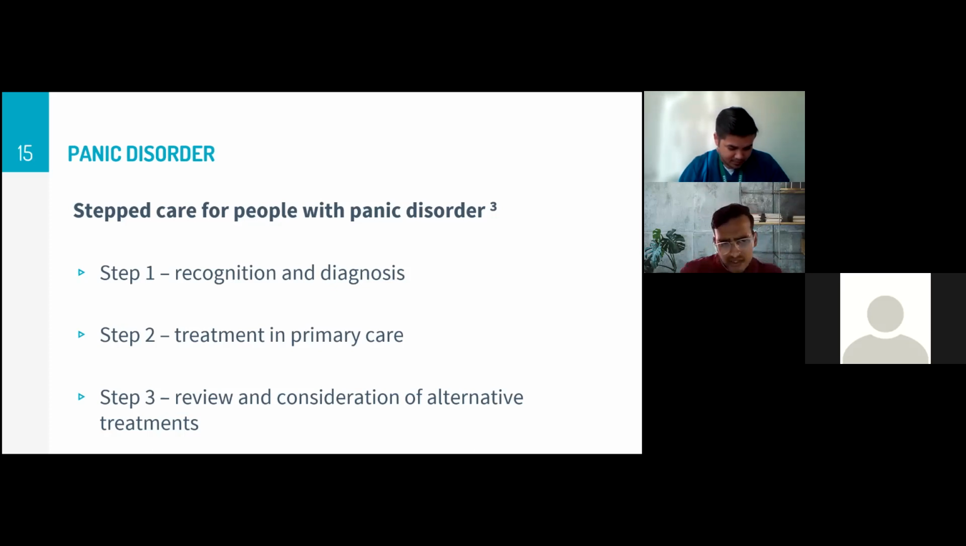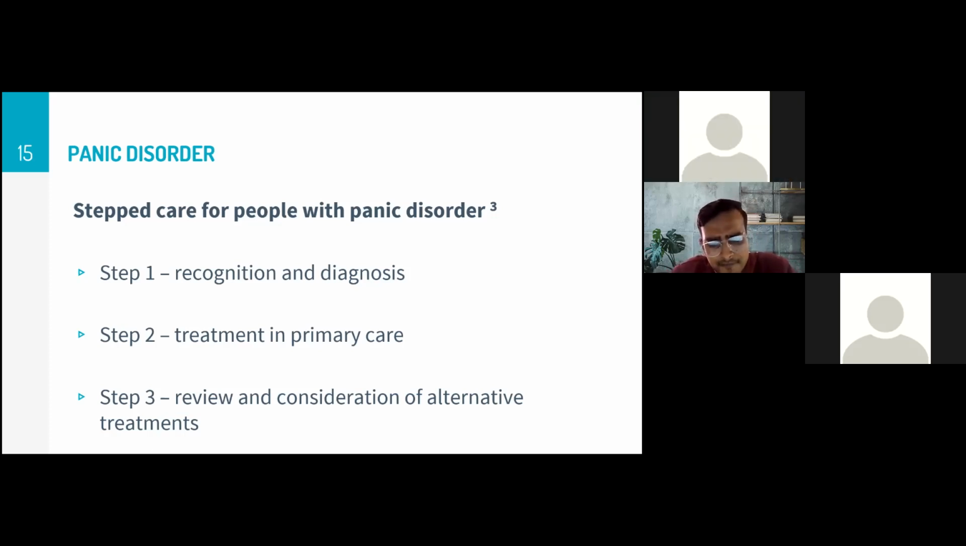be given at this stage when the panic disorder is mild. The choice of treatment depends on assessment process as well as shared decision making with patients. Third step is for moderate to severe panic disorders. We'll review and offer alternative treatments like cognitive behavior therapy and an antidepressant like SSRIs or SNRIs or TCAs can be given. No specific drug of choice is there.